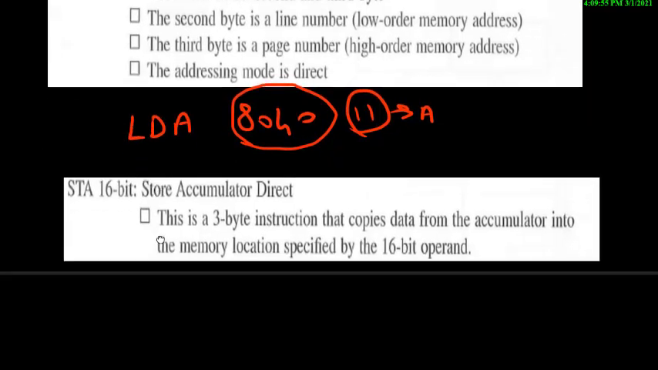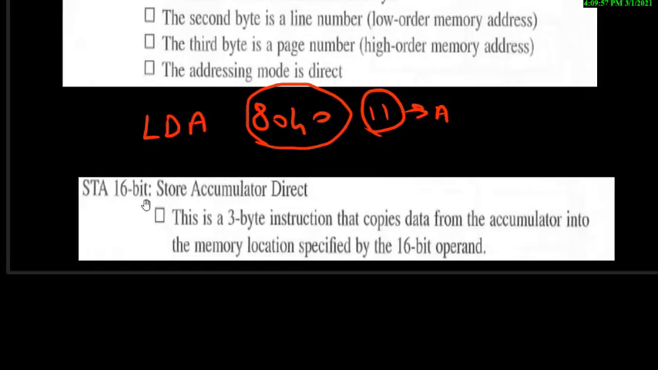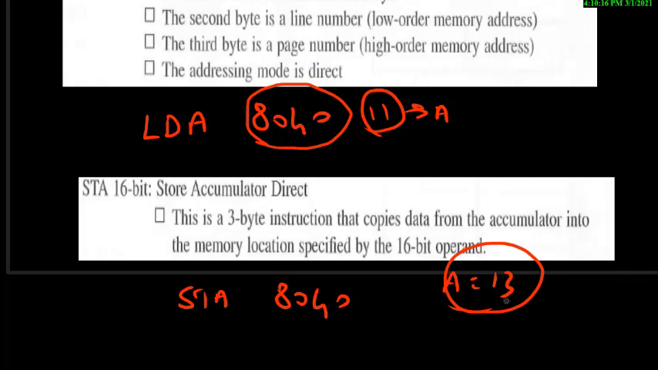Similarly, we have STA. STA is also a 3-byte instruction. It copies the data byte from A to that particular memory location. Suppose I write STA 8040, and suppose A contains 13. This instruction copies the data from register A to memory location 8040. So the data at this location will become 13.